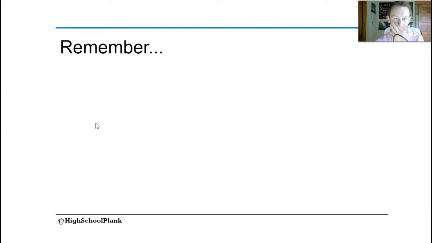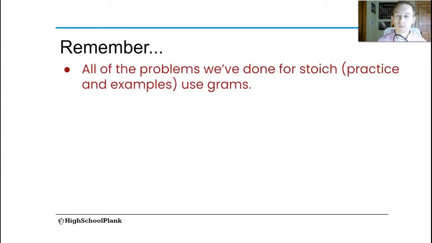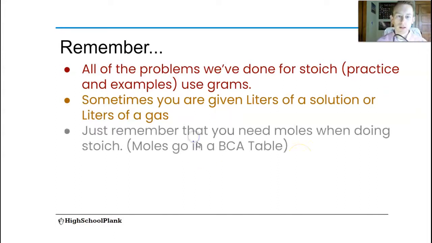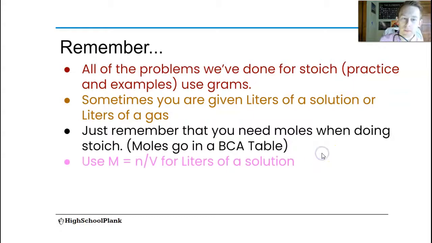All right, a few things before we get started here. All the problems that we've done so far in class, practice problems and examples and so forth, use grams or moles. But sometimes you're given liters of a solution or liters of a gas. So just remember that in order to do stoichiometry, you need to be in moles. All chemistry happens in moles, just like the reminder that moles go into a BCA table.